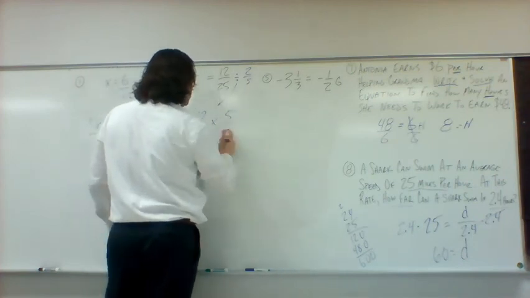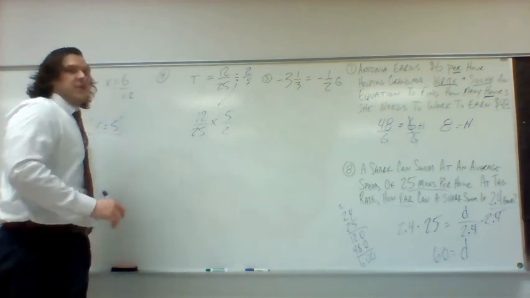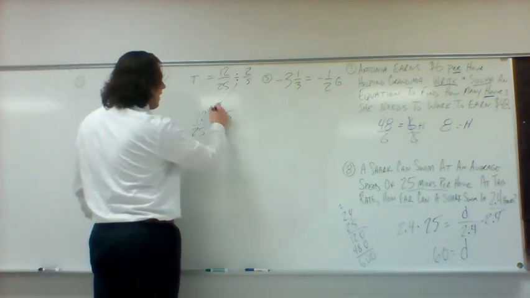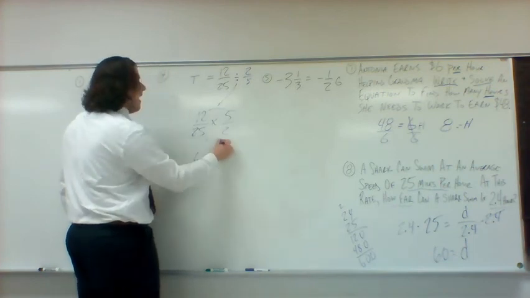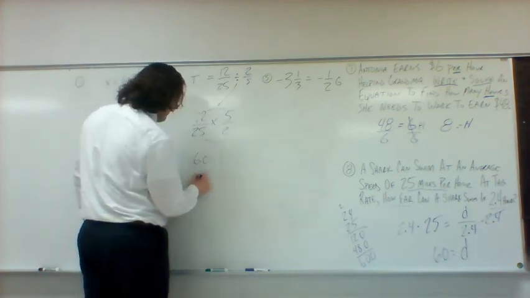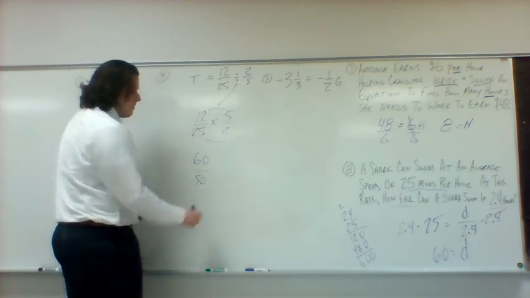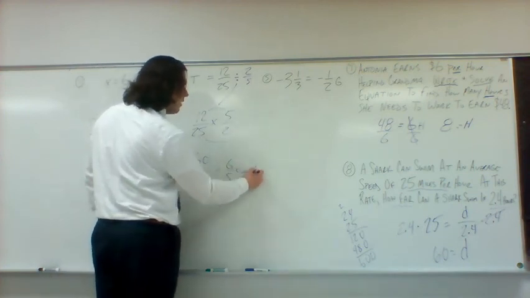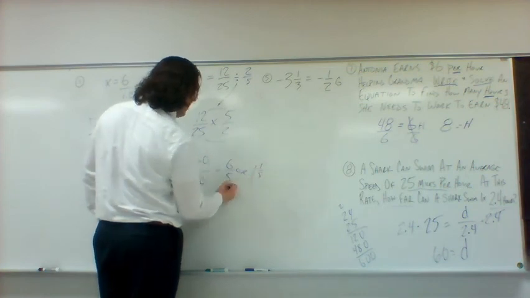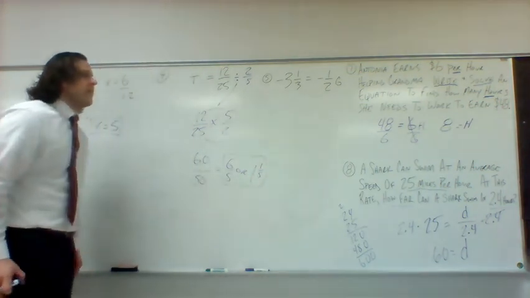Okay, you can cross cancel this if you want. I'm going to times it first, and then I will reduce. 12 times 5 is 60, and 25 times 2 is 50. And we can obviously divide both these numbers by 10. You could get 6 over 5, or you could write it as 1 and 1/5. Either answer is fine by me.